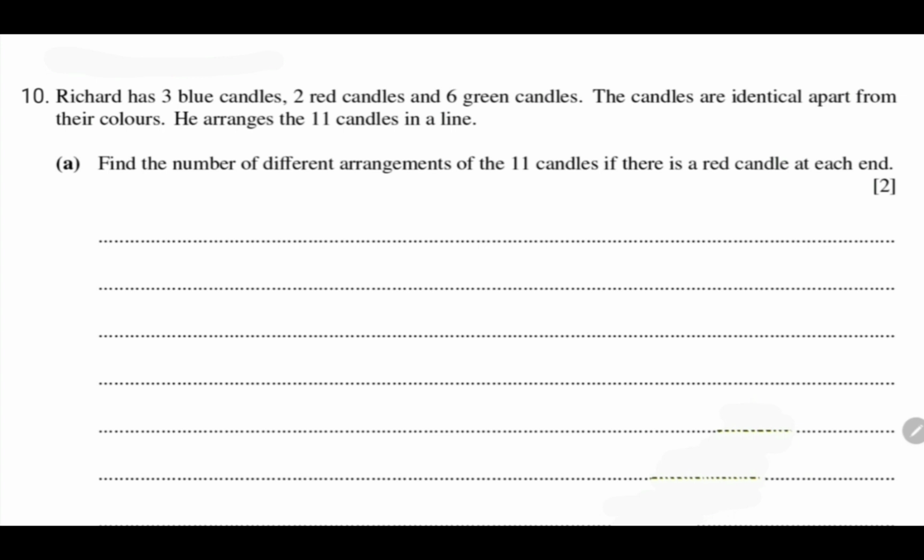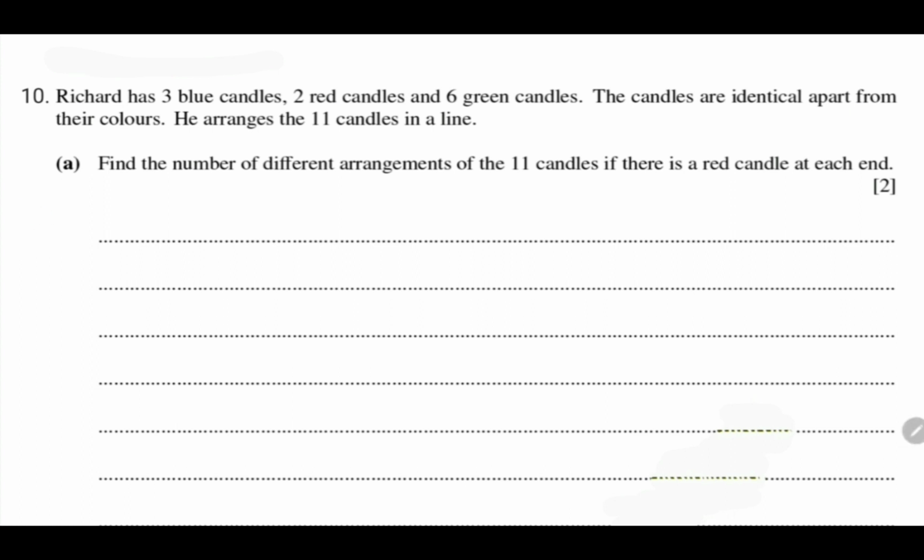Read question number 10. Richard has 3 blue candles, 2 red candles, 6 green candles. The candles are identical apart from their colors. He arranges the 11 candles in a line. Find the number of different arrangements of the 11 candles if there is a red candle at each end.